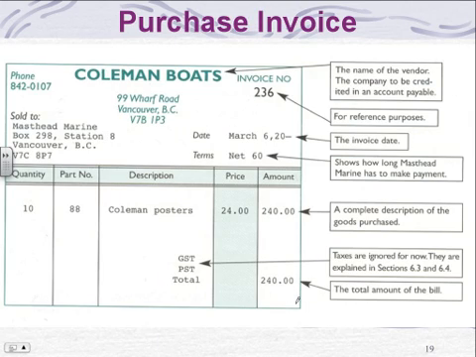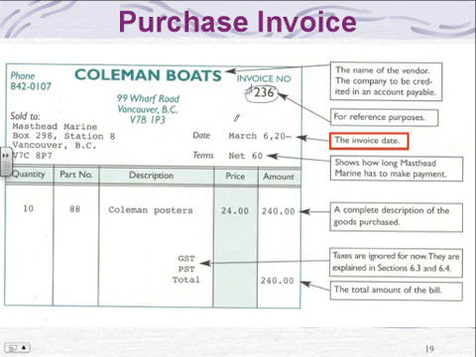So let's look at the purchase invoice a little more closely. The name of the vendor, so what is a vendor? A vendor is someone you buy something from. Okay, so the vendor is Coleman Boats, and this is a different example of a purchase invoice. There's usually a number on it, and that's for reference purposes. When you do your journal entry, you can put this invoice number as your explanation instead of a whole explanation.